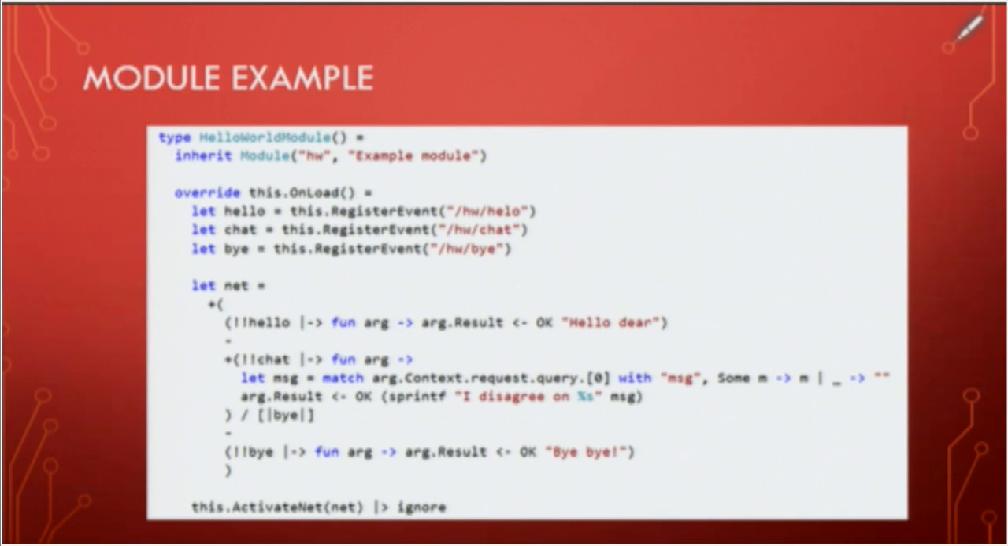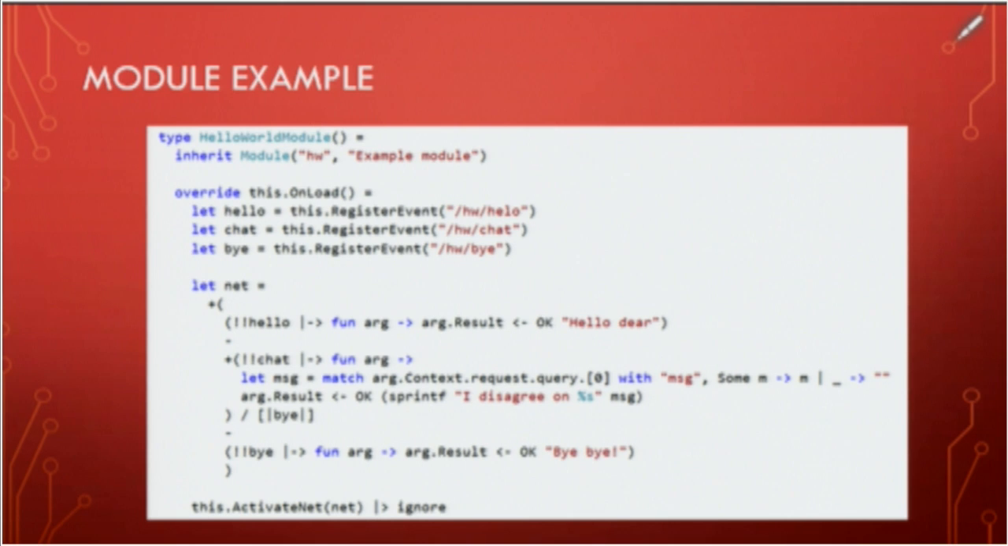This is an example of a fully working module. I assume you're not familiar with the syntax of this language, so it doesn't really matter. But the key points to notice are the following. First of all, you define a type, which is your module, that inherits from a given class, as in typical frameworks. The module declares its favorite namespace, in this case HW, meaning hello world, and this will be the prefix that appears in the web URLs, and then of course some description.